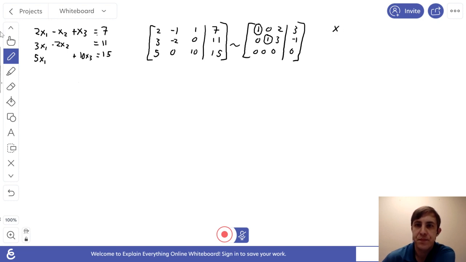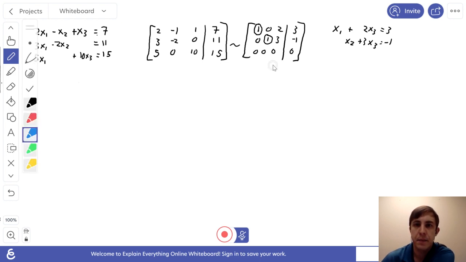So that first row looks like x1 plus 2x3 is equal to 3. Our second row looks like x2 plus 3x3 is equal to negative 1. And that third row just says 0 equals 0.